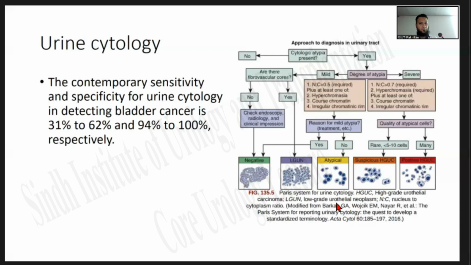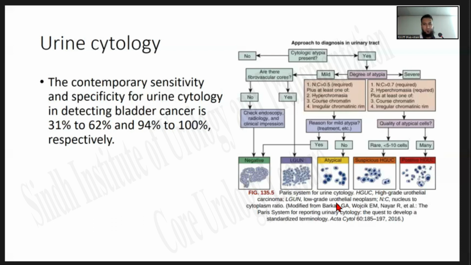It's true that it is recommended in guidelines that we should take approximately 25 ml for urine cytology, and that should be fresh and not the morning sample, because lysis of the urine takes place in the morning, so it should be avoided.